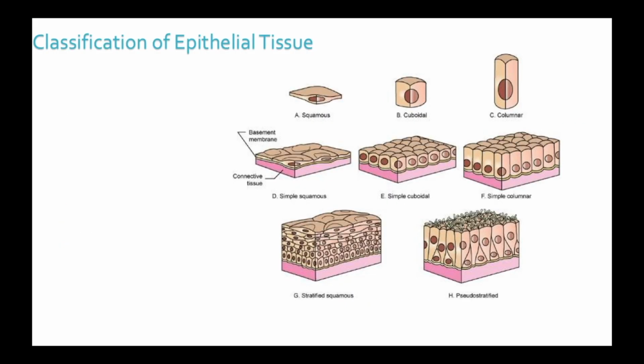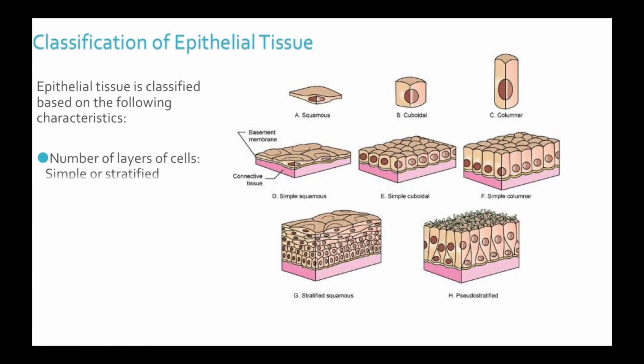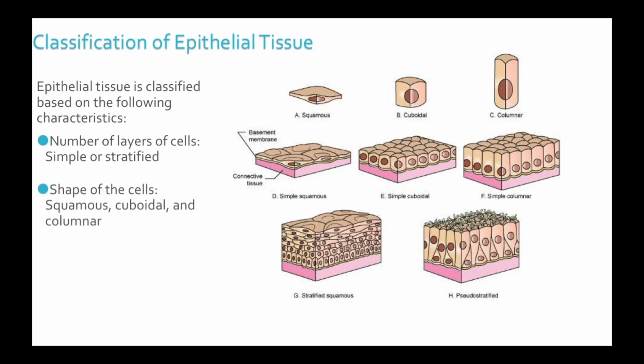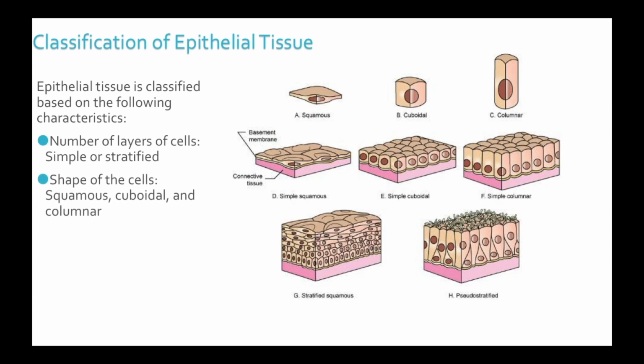Now we'll look at the classification of all the different epithelial tissue, at least just the structure of the cells themselves. Epithelial tissue is classified based on the following characteristics. Number of layers of cells, so if they're simple, which is one layer, or if they're stratified, which is more than one layer. Shape of the cells, such as squamous, cuboidal, and columnar. Presence of surface specialization, such as cilia, keratin, etc.